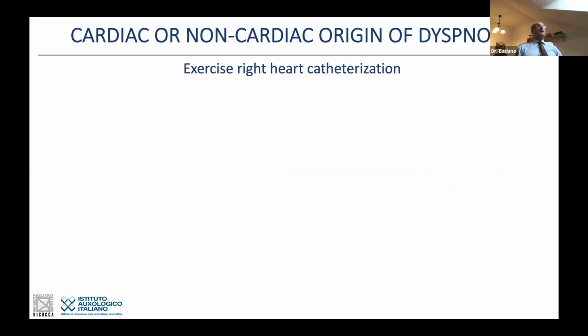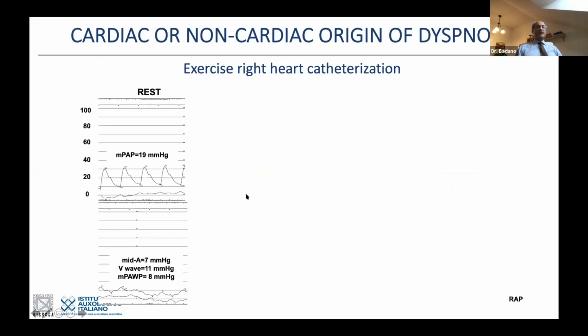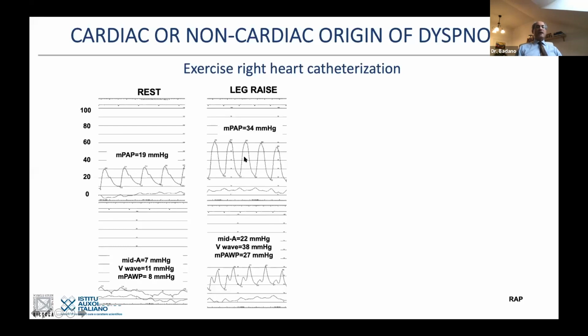So to put it together and to verify that our diagnosis was correct, that this patient has indeed heart failure with preserved ejection fraction, we performed an exercise right heart catheterization. And the exercise right heart catheterization was really interesting because at rest, the pulmonary pressure as well as the capillary pressure were normal. But just raising the leg of the patient created an abrupt increase of the mean pulmonary pressure as well as of the capillary wedge pressure.